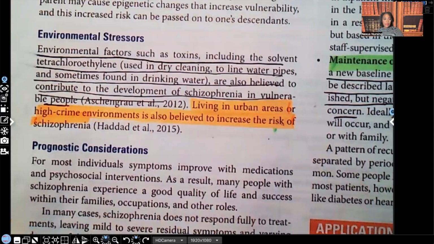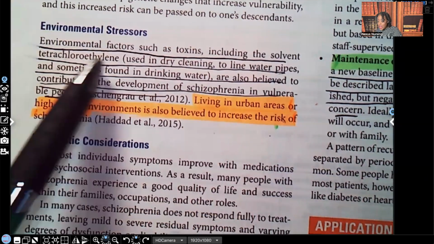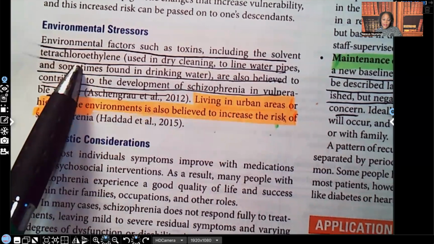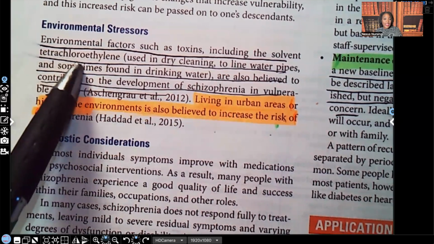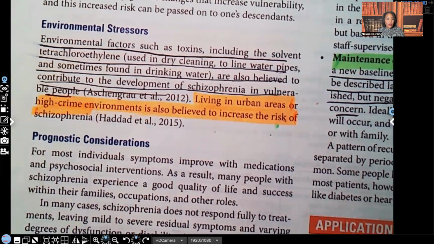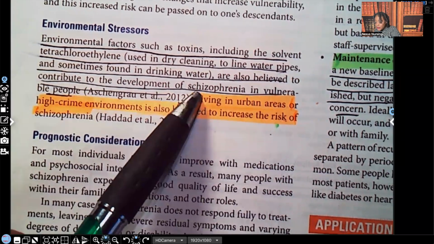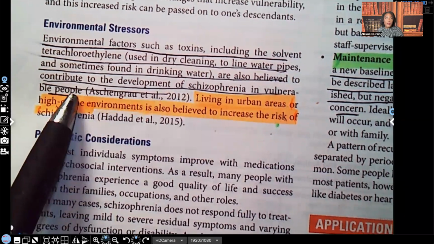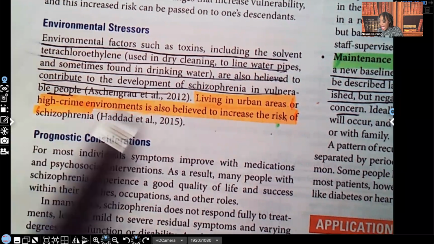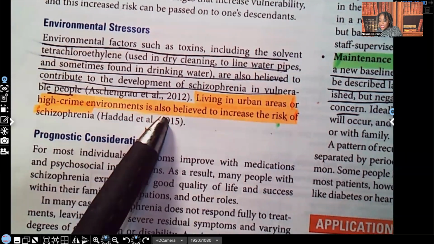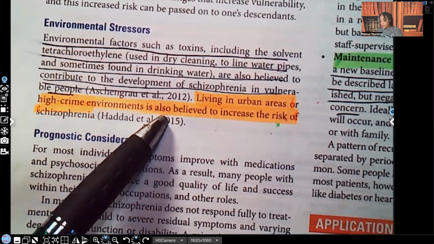Environmental stressors. Environmental factors such as toxins, including the solvent. You guys see it. I'm not going to try to pronounce it. But this solvent, you find it in dry cleaning, lined water pipes, sometimes in drinking water, right? It's believed to contribute to the development of schizophrenia in vulnerable people, people who are already genetically predisposed to it. Living in urban areas or high crime environments is also believed to increase the risk of schizophrenia.